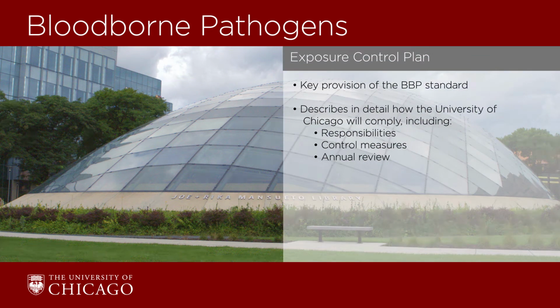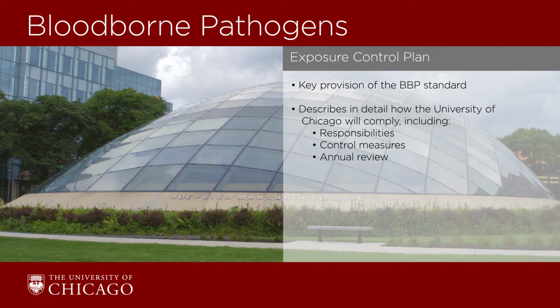The Exposure Control Plan is a critical provision of the Bloodborne Pathogen Standard. It requires an employer to identify at-risk employees and provide them with adequate training, personal protective equipment, the hepatitis B vaccination, and other precautions. The Exposure Control Plan must be reviewed annually and updated as needed.